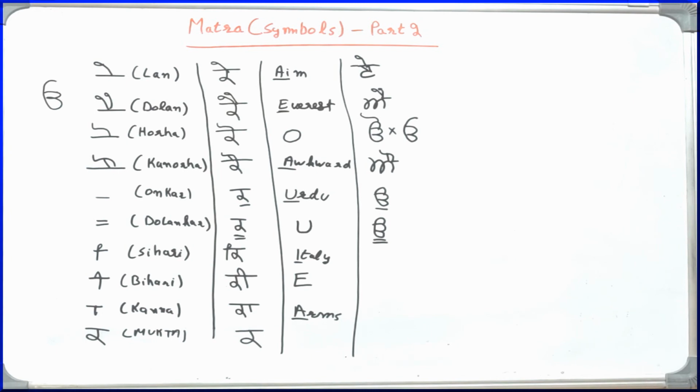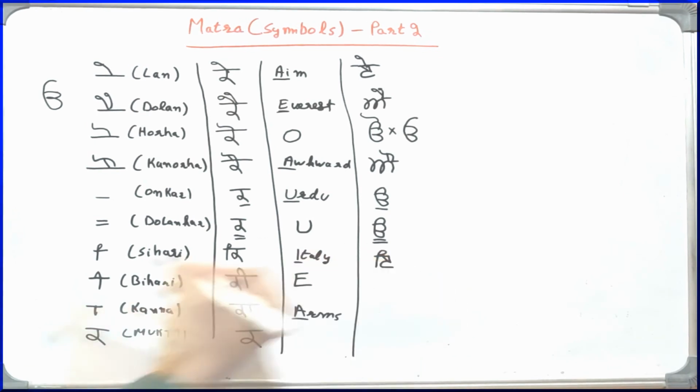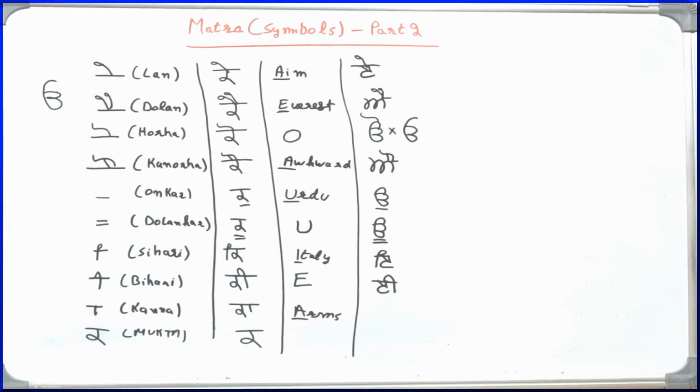Then Sahari. Sahari will be represented with an Ed. I mean the sound of Sahari, sorry. Bihari's sound will also be represented with an Ed. Then Bihari. Okay. Last one is Kanna. Kanna will be represented with an Ada and then Kanna. These are the words which will represent the sounds of all the matras.